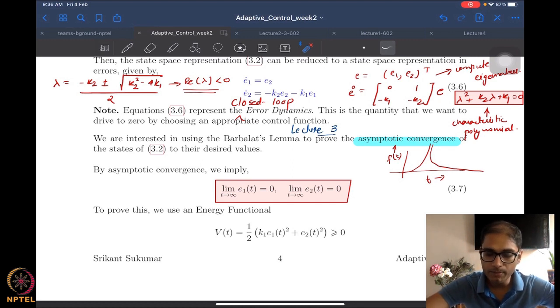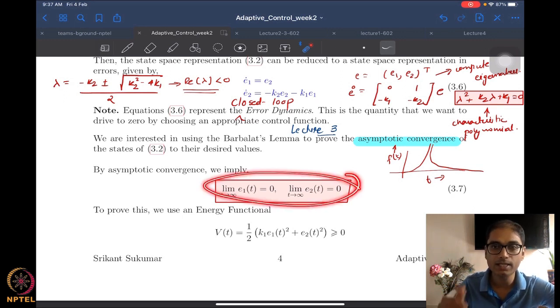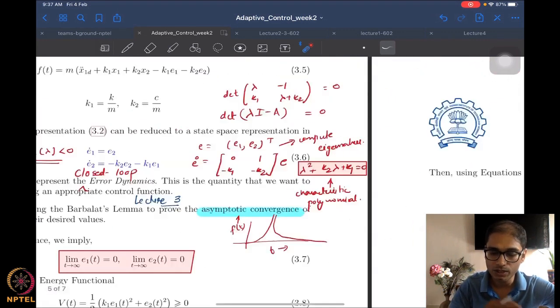So what we did with Barbalat's lemma was only to prove asymptotic convergence. So we cannot say anything about transient performance. Bad things could happen in the transients, but we are only using Barbalat's lemma to claim that for large time, the errors converge to zero.